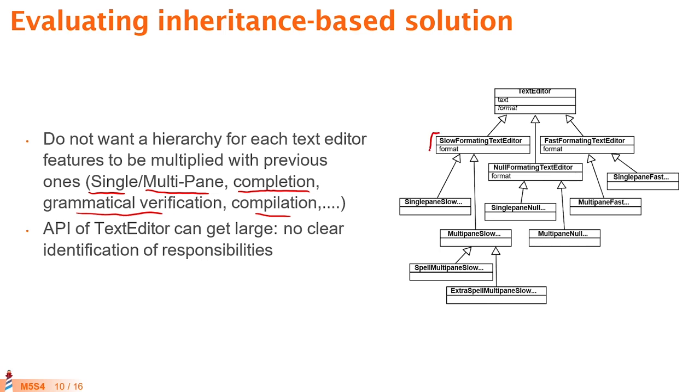So it means I will have the slow formatting text editor, like before, but then I need to have a subclass for the single pane slow formatting text editor, and then I will have the multi-pane slow formatting text editor, but I also have the spell multi-pane slow formatting text editor, and then you can see now the explosion. So I will have a lot of subclasses for each different concern that I want to combine. And moreover, the API of the text editor, if I want to have a uniform API for my clients, may not be clear because everything will be mixed up inside the text editor class.